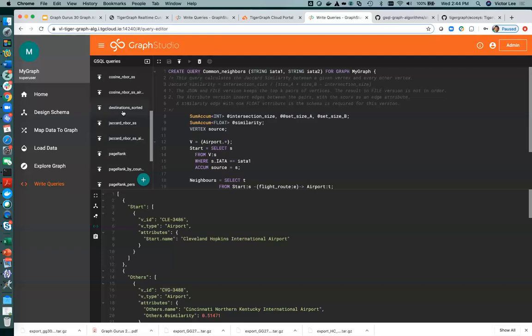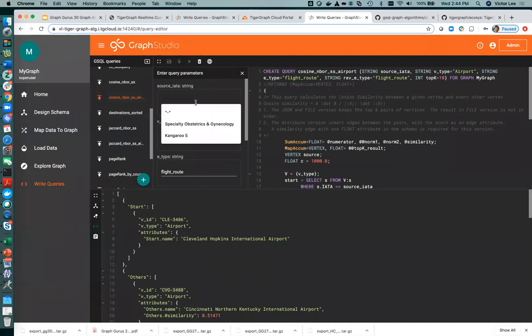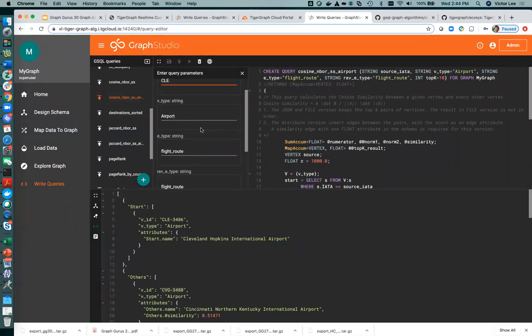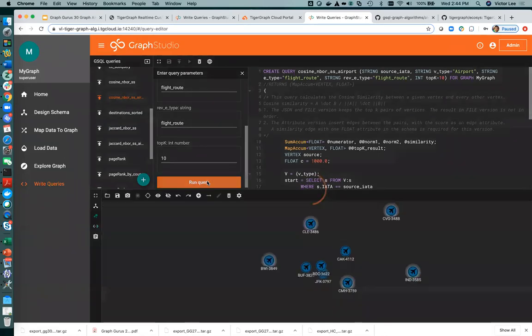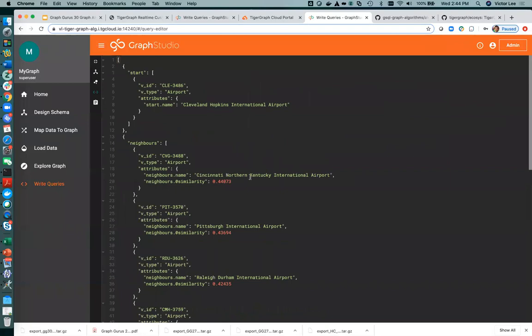I want to compare this to the cosine now. Let's use Cleveland also and see what result I got here. Again, Cincinnati, but Pittsburgh moved up. And now I'm using numerical scores. What am I using? I'm using the distances for each flight route, because remember that was one of the pieces of data that we have.